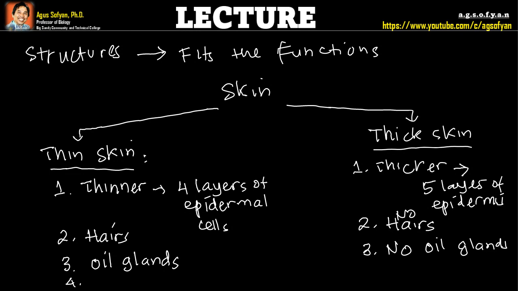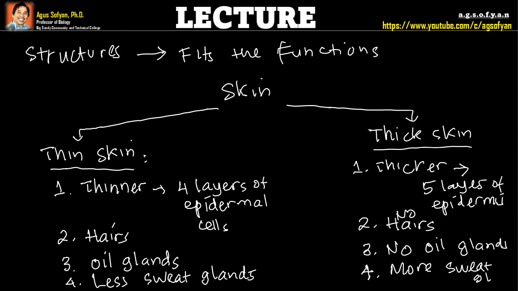The thin skin will have less sweat gland, while the thick skin will have more sweat. Okay, so now you should be able to find which part of your body have the thin skin and the thick skin.